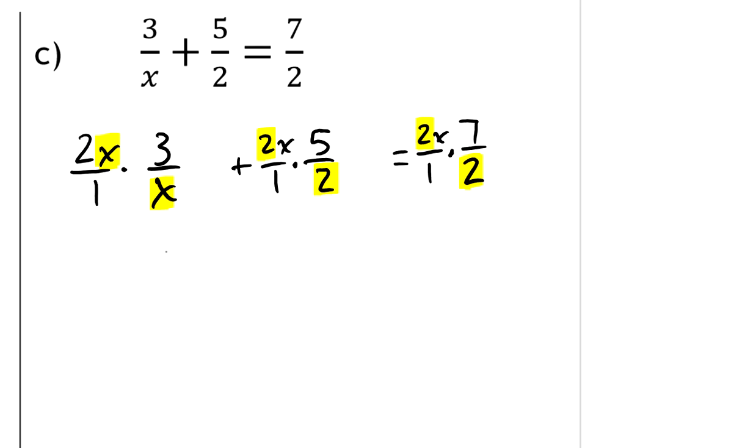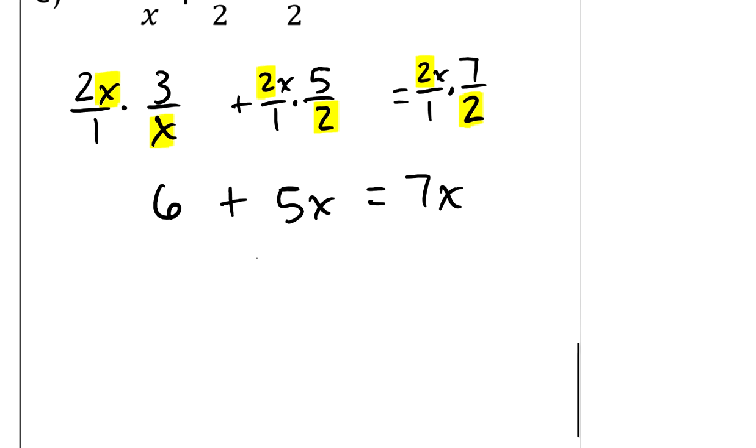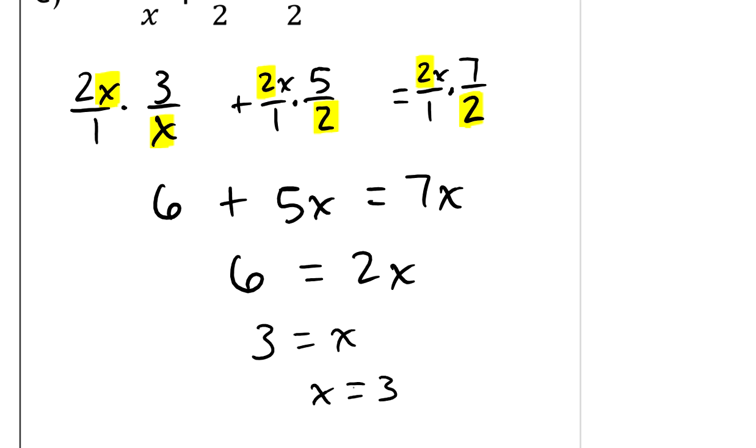I end up with the equation 6 plus 5x, and it is x times 5, but I just rewrote it as 5x, equals 7x. So 6 plus 5x equals 7x. If I take away 5x from each side, I've got that 6 equals 2x, and if I divide both sides by 2, we can see 3 is what we get for x. x is 3.